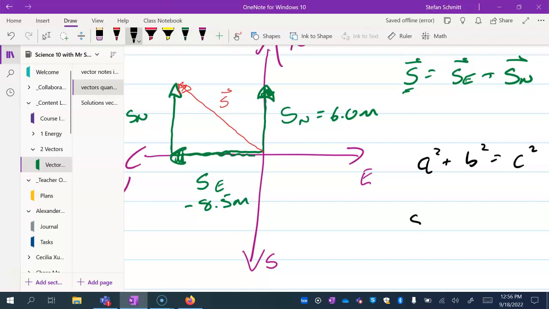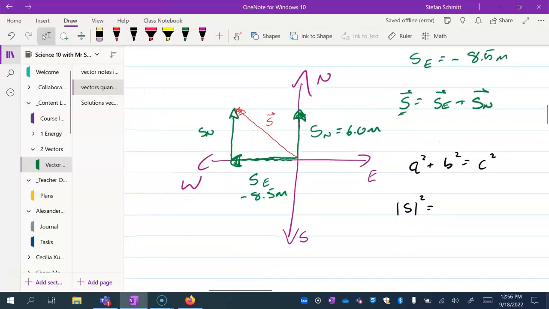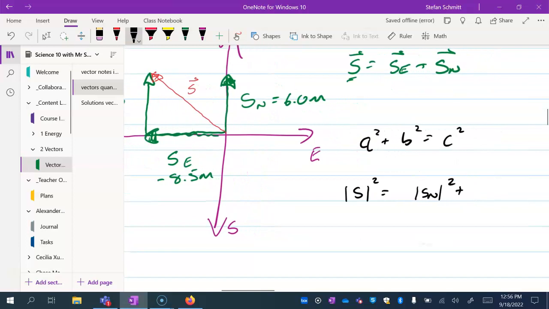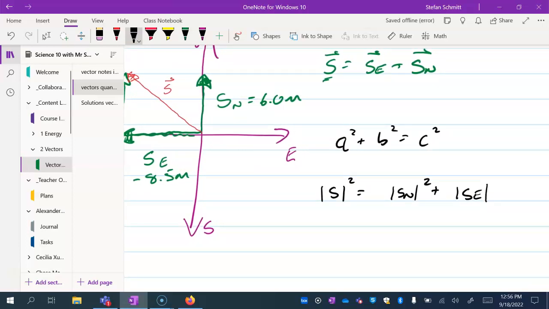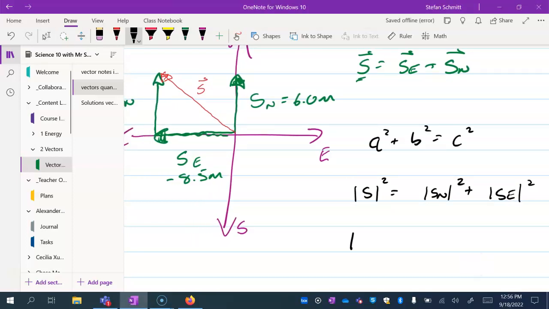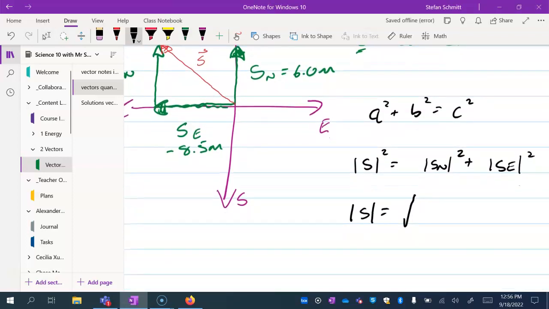So we can write |S| squared. That is, when I'm using absolute value brackets like this, I mean the scalar magnitude of S. So that squared equals S north squared plus S east squared, like that. We can find the magnitude of S by square rooting both sides. So we'll have the square root of S north squared plus S east squared.